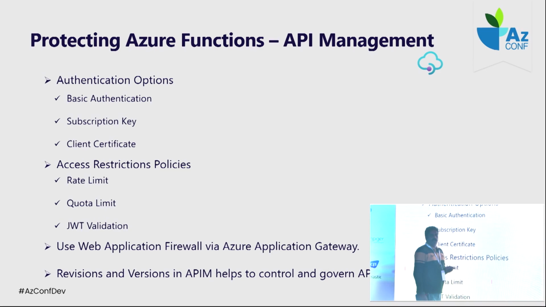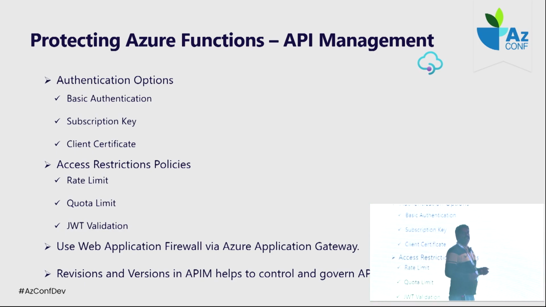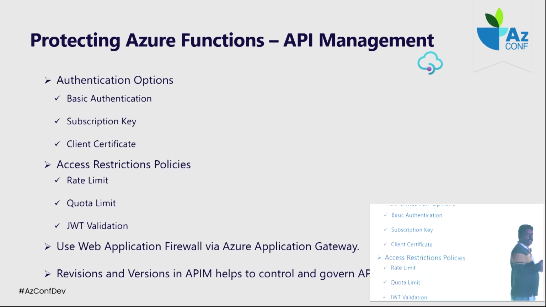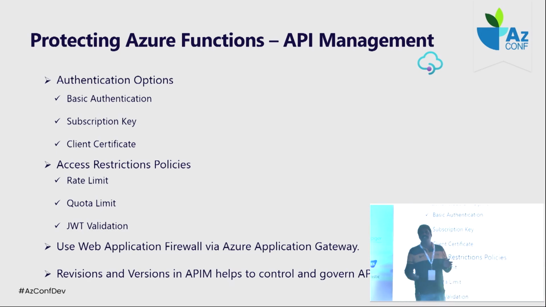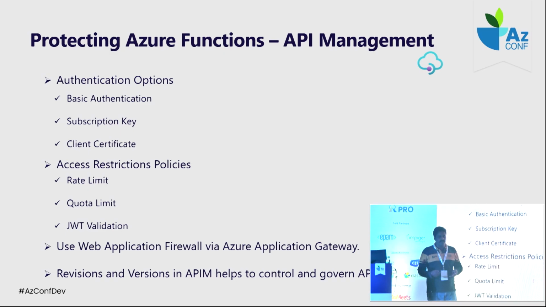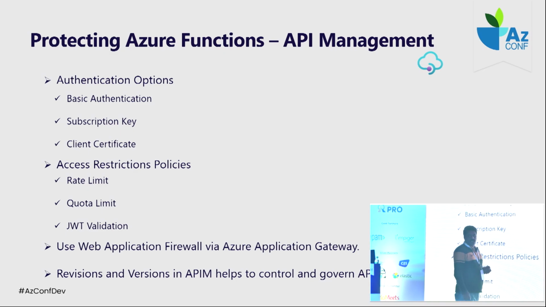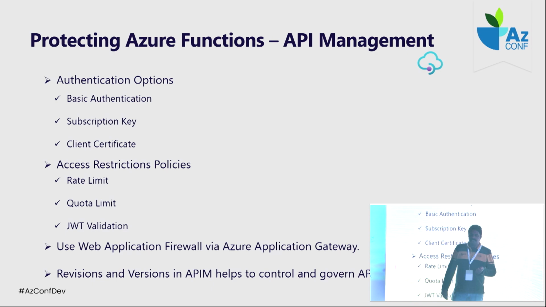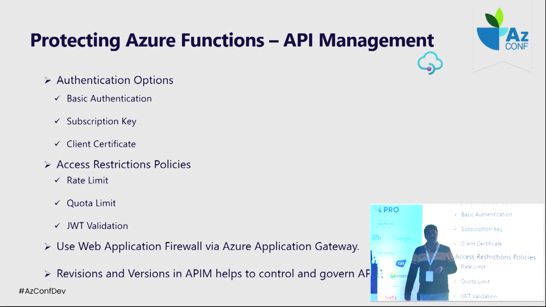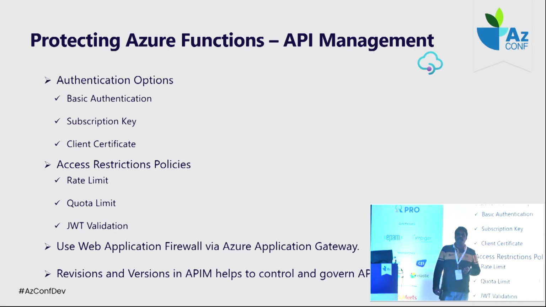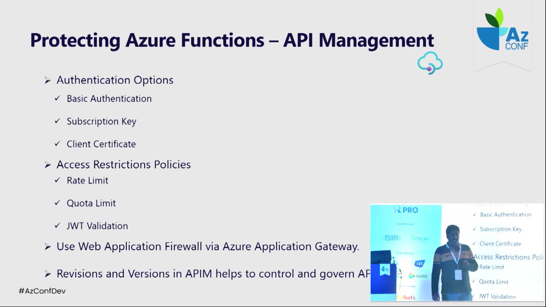Apart from this, you can enable access restriction policies like rate limit. Rate limit means if a user keeps on requesting a particular URL or a particular API request, you can block it based on time. Once the time has elapsed, you can allow them again. And you can set a quota limit also. We can even verify JWT validations in API Management. We can also control requests based on a web application firewall by using the Application Gateway.